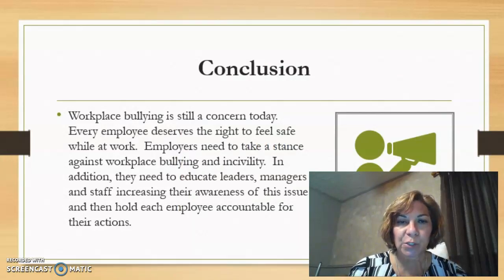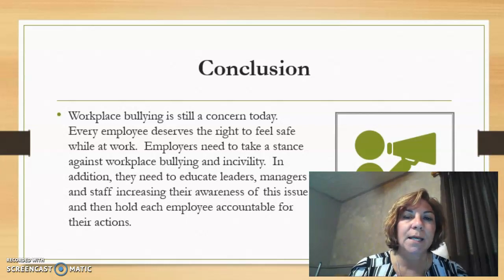So my conclusion would be workplace bullying is still a concern today. Every employee deserves the right to feel safe while at work. Employers need to take a stance against workplace bullying and incivility. In addition, they need to educate leaders, managers, and staff, increasing their awareness of this issue, and then hold each employee accountable for their actions.